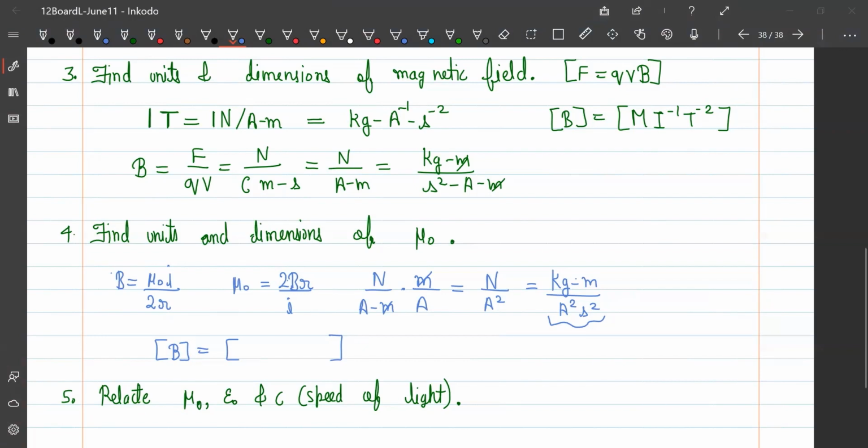For M1, L1, T minus 2. M1, L1, A minus 2 or I minus 2, T minus 2. Some books like to write I, some books like to write A. Both are correct. So this will be dimensional.